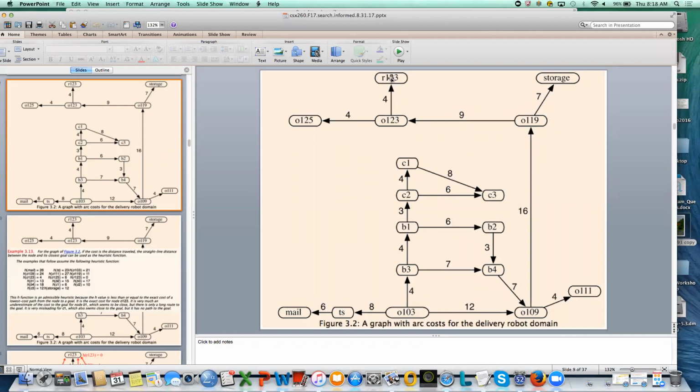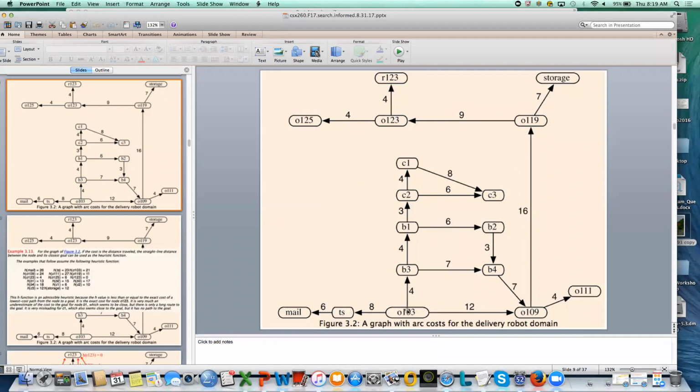and get to R123. Now again, we don't have the luxury of having this entire graph at our disposal and being able to look at it from 10 feet up. But we're at this state, and we can apply each of these operators. We have 4 operators in this example to apply. We don't actually know these costs until we actually take the operator. So until we go from O103 to whatever TS stands for, we don't know that we have a cost of 8 there. But having made that move, we know that was a cost of 8.